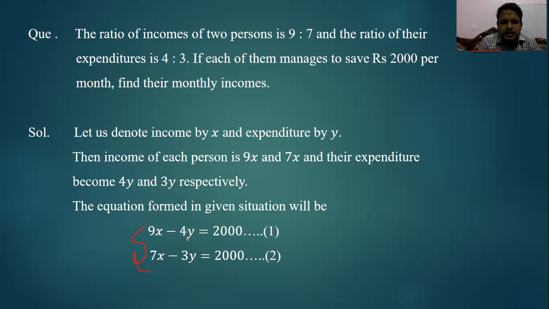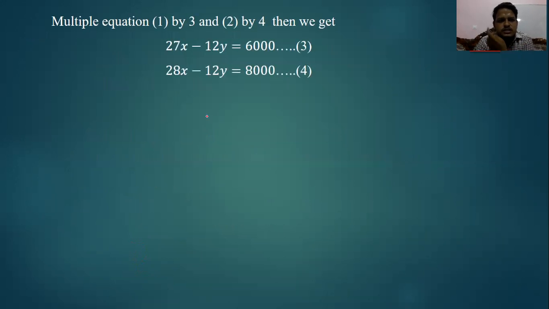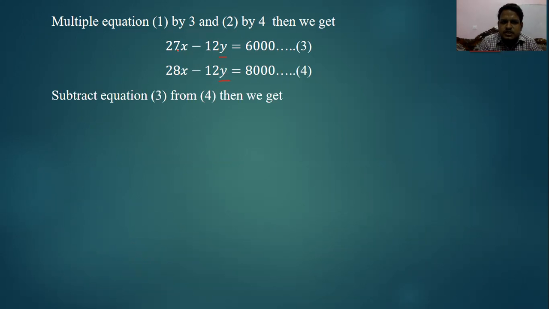First of all, we will make the coefficient of y equal. So we will multiply equation 1 by 3 and equation 2 by 4 to make the coefficient of y equal. So we get 27x minus 12y equal to 6,000 and 28x minus 12y equal to 8,000. So we will subtract equation 3 from equation 4 to eliminate the variable y. From here we will get 28 minus 27, that is x, and 8,000 minus 6,000, that is 2,000. So we get x equal to 2,000.